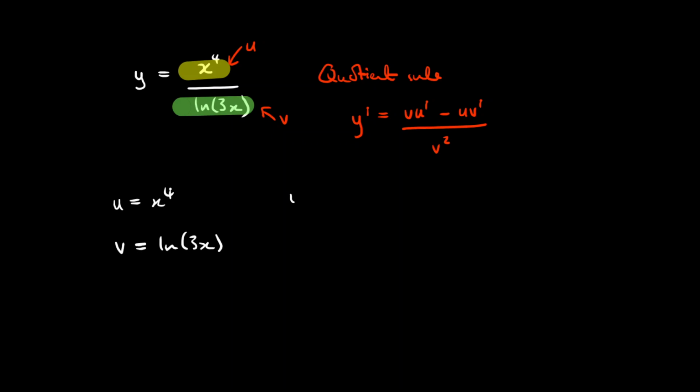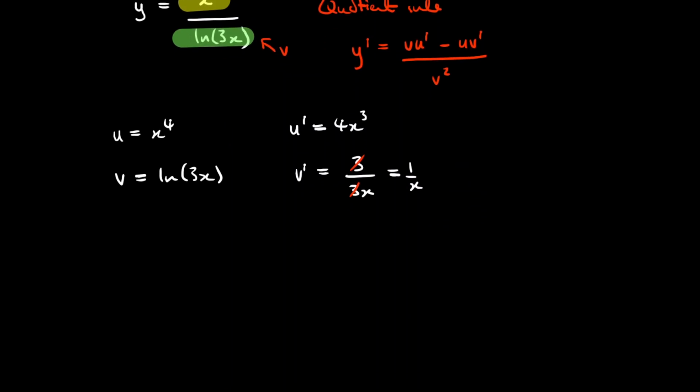So if I differentiate both of these, my u prime will be 4x cubed. My v prime, well, I'll stick the 3x on the denominator. I differentiate that, I get 3, and I stick 3 on the numerator. And you should recognize that I can cancel off. If I cancel, I'm just left with 1 over x. Okay, well then let's just substitute this into our quotient rule.